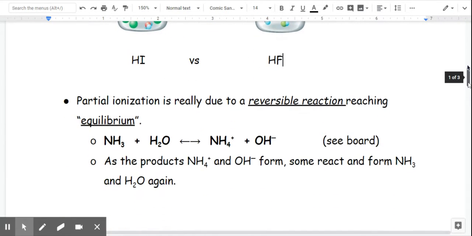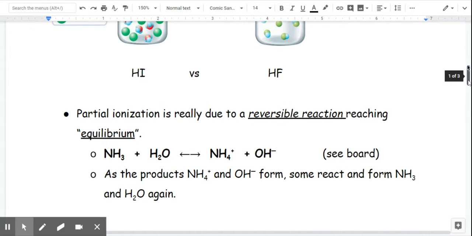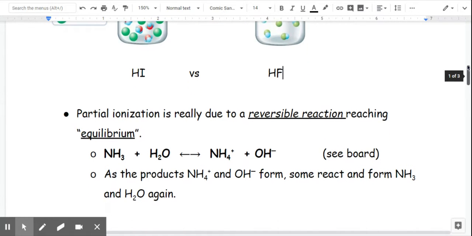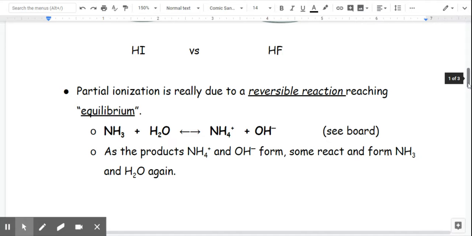Hopefully that makes sense. So let's talk about why. What made the HI solution fully ionized compared to the HF solution only partly ionized? Some of that full explanation is not really for our course. It's for a more advanced chemistry course. But at least let's talk about what is happening. What's happening is partial ionization. It's not like someone's in there saying, okay, you break into ions, you stay together. Any of the molecules have the ability to break into ions at any given point.